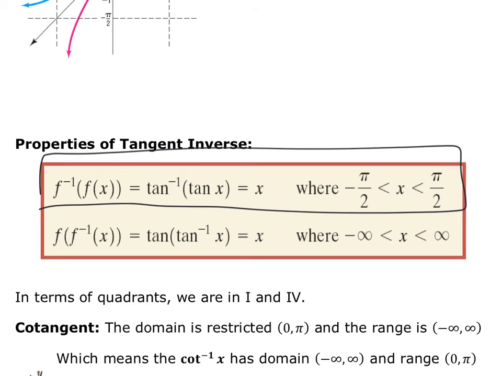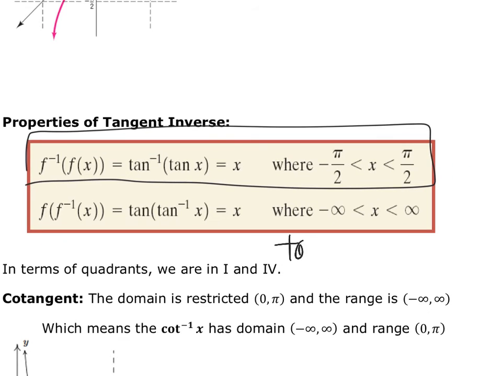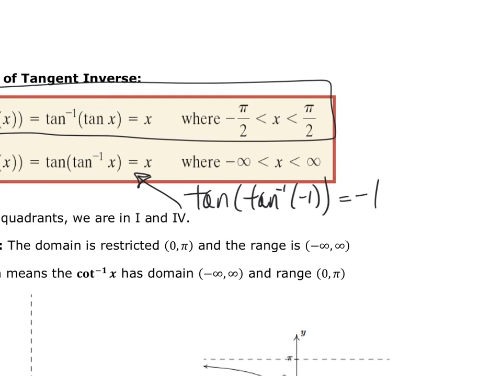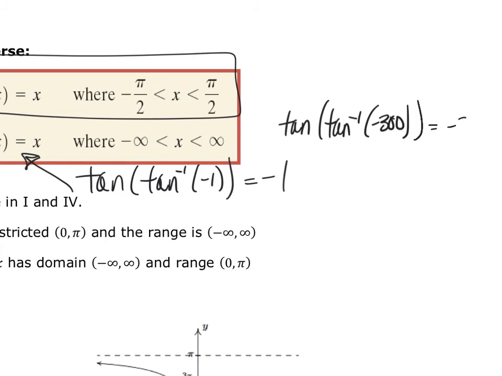If I ask you to do the tangent of the tangent inverse of negative 1, there is no work. It's just negative 1. I don't have to worry about it. Okay? So I don't have to worry about this type. When the inner function of my composition is the inverse, I'm good to go. It's whatever that is. Another example: the tangent of the tangent inverse of negative 300 is negative 300 with no work.